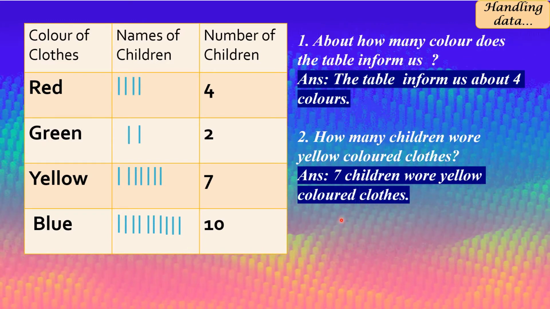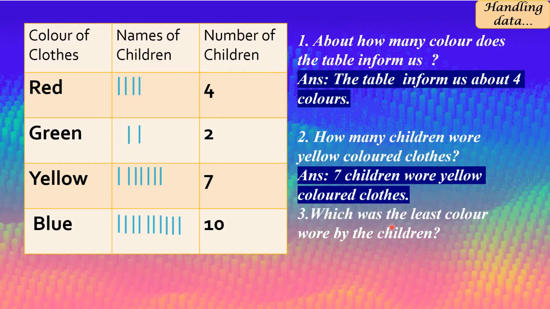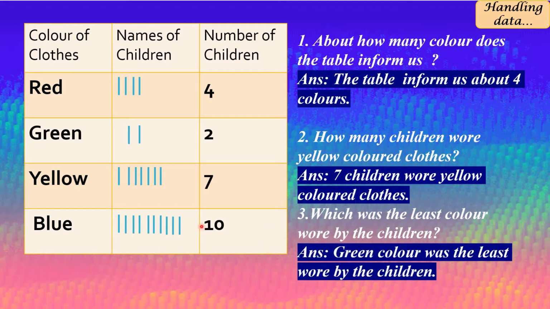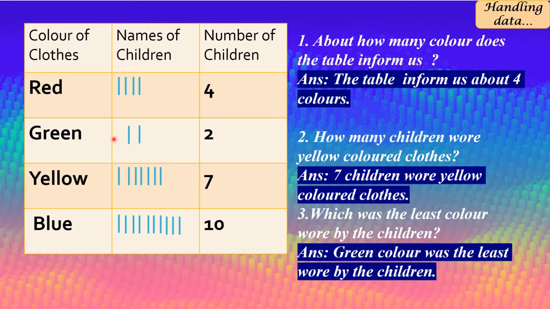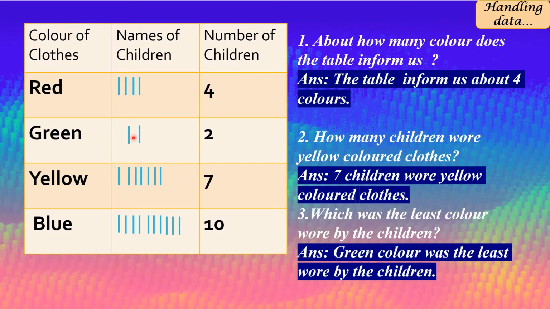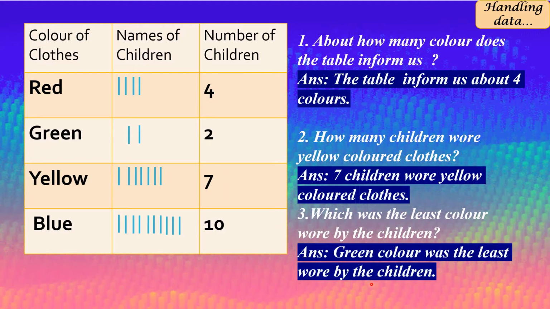Okay. Now the next question. Which was the least worn color among the children? Yes, you can see only 2 vertical lines in green color. Does it mean green color children don't like it, or what? So green color was the least worn by the children.